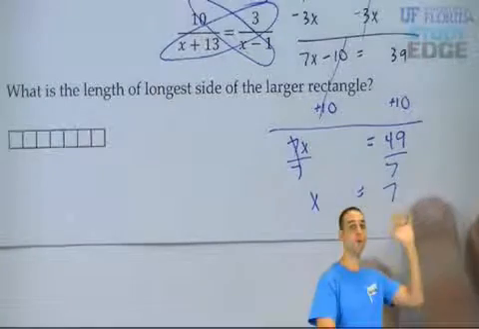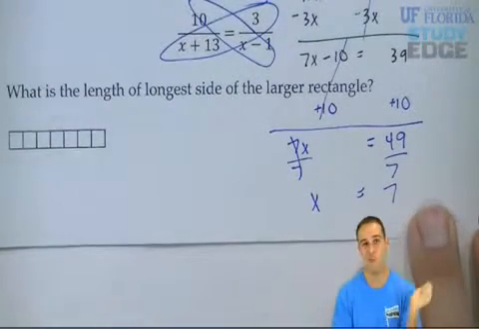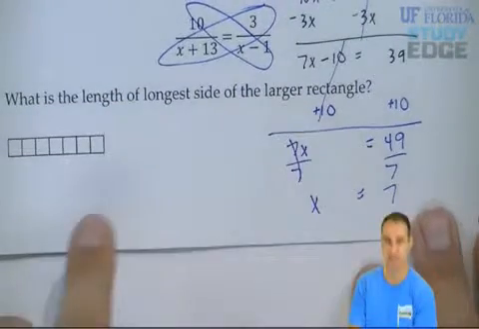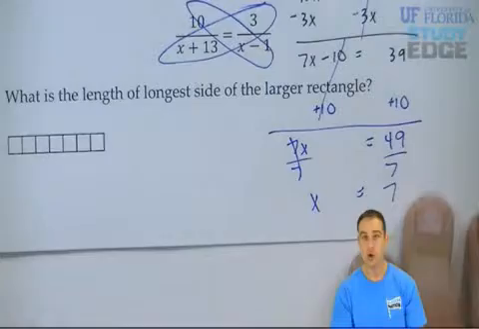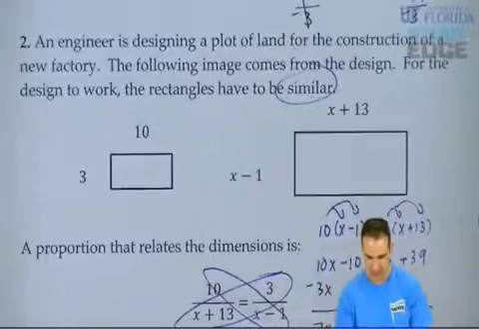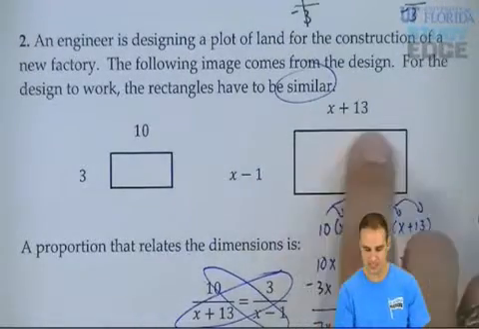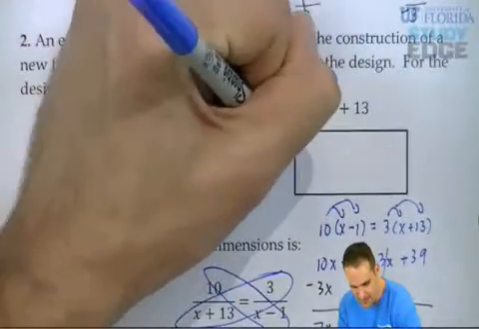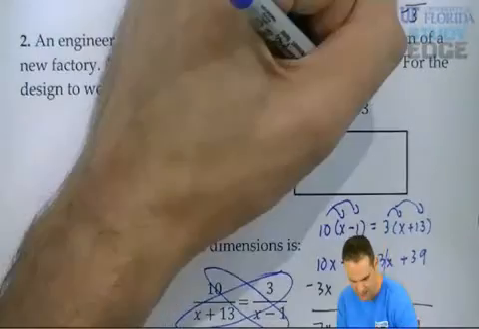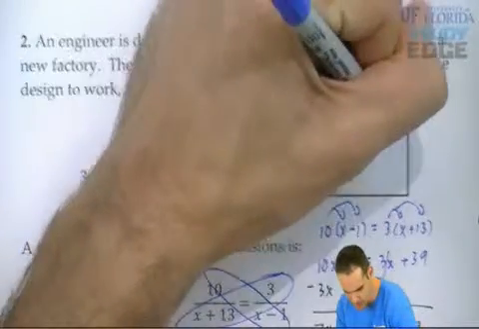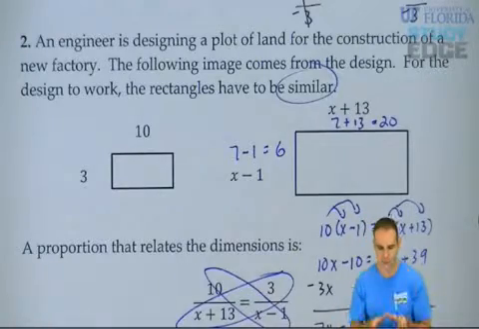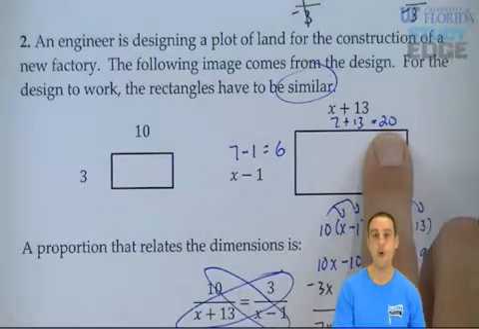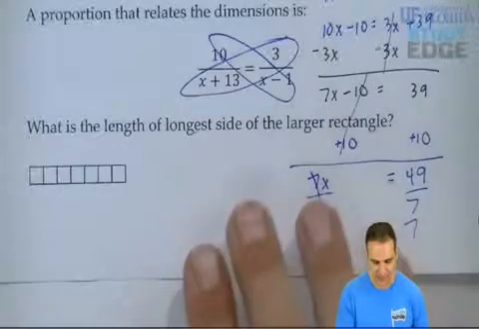So x equals, hold on, is that what they want? What is the length of the longest side of the larger rectangle? Let's go back to the picture. Remember, x is 7. Here's the larger rectangle. The sides are x minus 1 and x plus 13. If x is 7, 7 minus 1 is 6, and 7 plus 13 is 20. And they want the longest side of the larger rectangle. So the longer side would be 20 for the larger rectangle, and that's the answer they want.